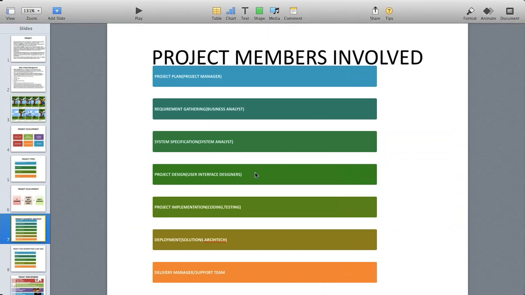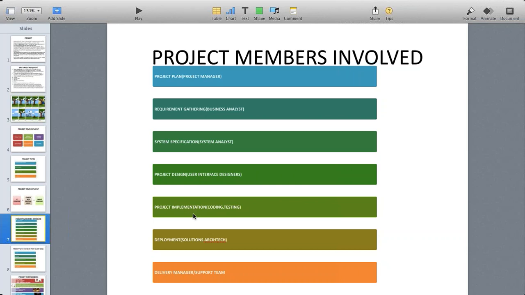Project members involved in your company. I mean to say your team. First, project manager. Then you are here, business analyst. Then systems analyst. Then designer who designed the application, the graphical user interface designer.